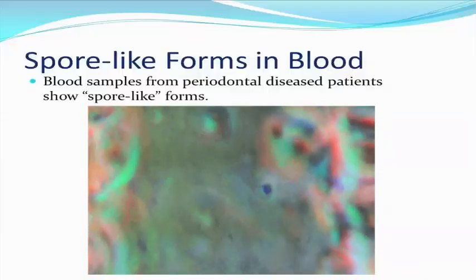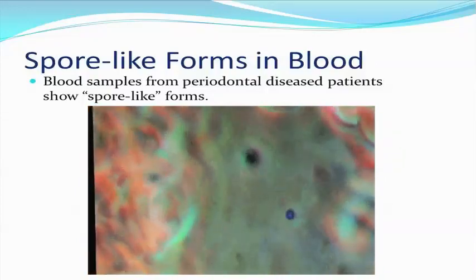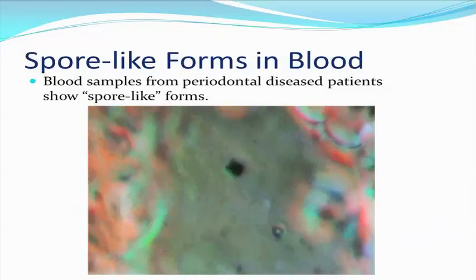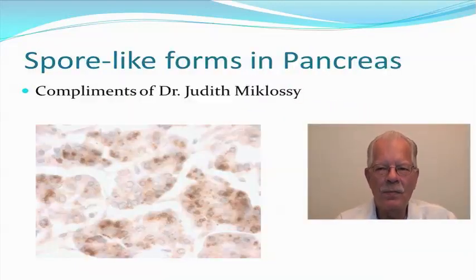Here's another one of these bodies that's just floating freely in the blood. You find these all the time, and they have that typical flat black donut shape with that white opalescent center that we see so typically in the gingival sulcus. When I'm finding these little spore-like forms in different epithelial cells throughout the body in different diseases, Judith Miklowski sent me a sample of the pancreas and the Isles of Langerhans. And if you look very carefully, you'll find these little spore-like forms in the Isles of Langerhans as well, which seems like all roads lead to Rome.